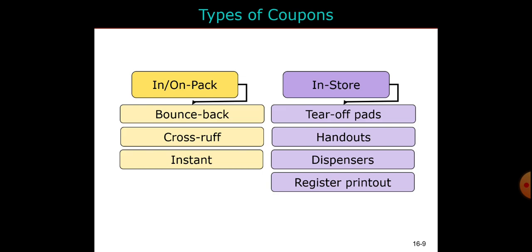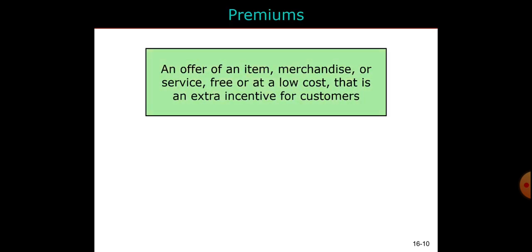Instant cash, instant discounts. In store: tear pads, handouts, dispensers, and register printouts. So these are some of the types of coupons.